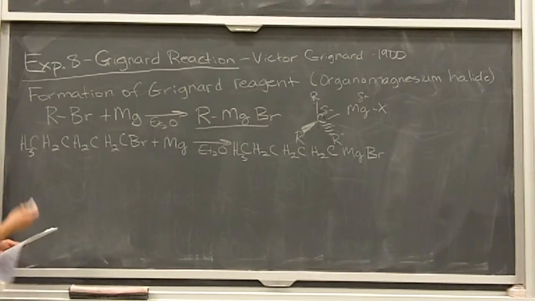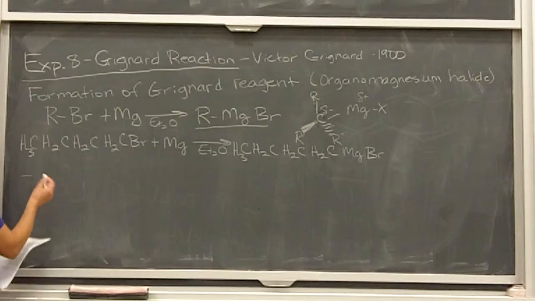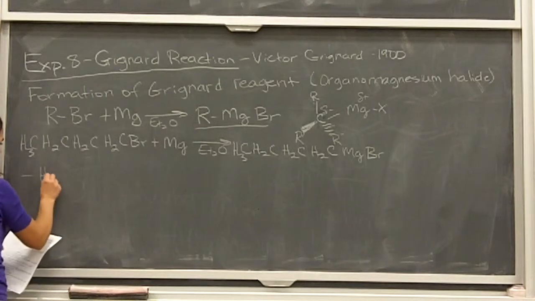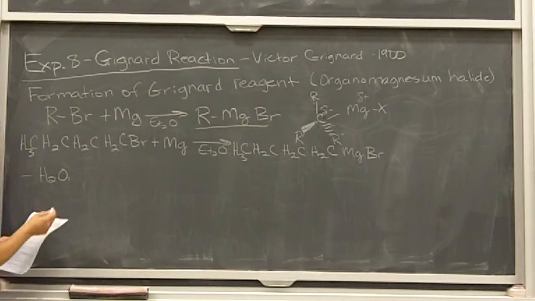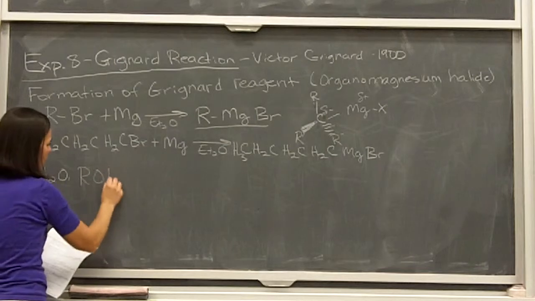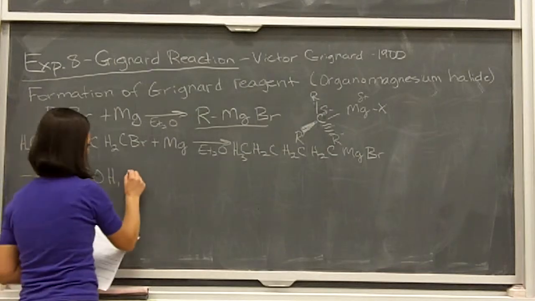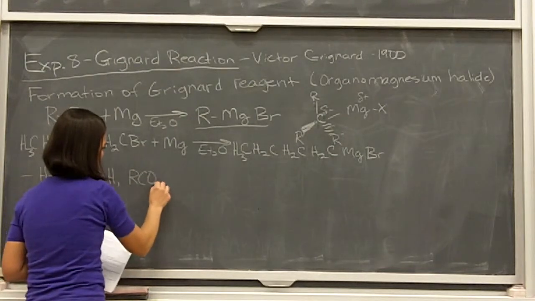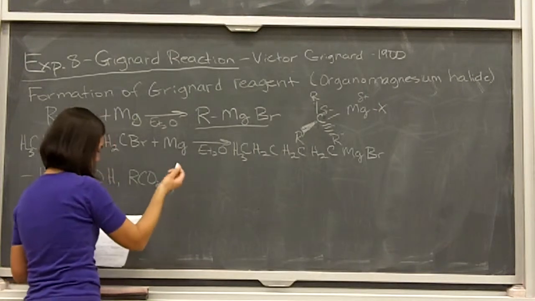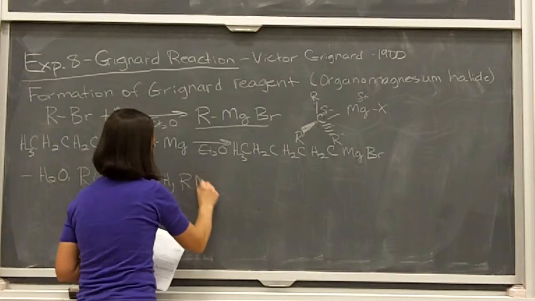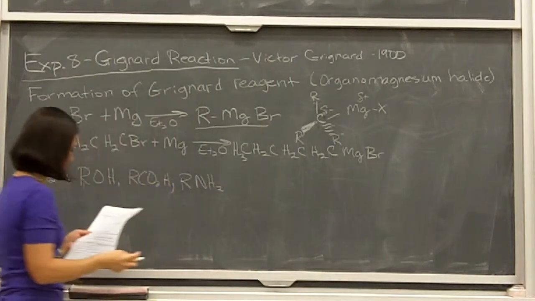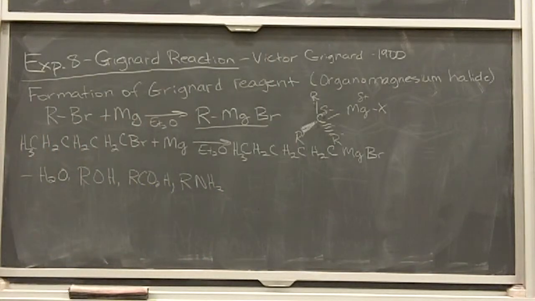Now this nucleophile can react with weak bases. It could react with things like water, which is important to keep in mind in a little bit. It could react with alcohols, with carboxylic acids, which even though they're acidic are themselves very weak bases, and with amines. And so the scope of this reaction is really important in organic chemistry, and it being an organometallic reaction is very important.